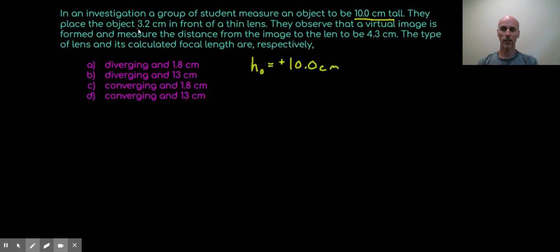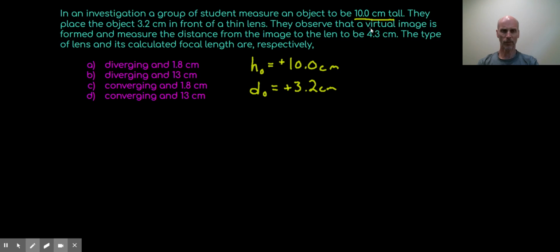The students place the object 3.2 centimeters in front of a lens. That's a description of the distance that the object is from the lens. So DO is also always positive, and it's 3.2 centimeters. So there's two pieces of information we have.